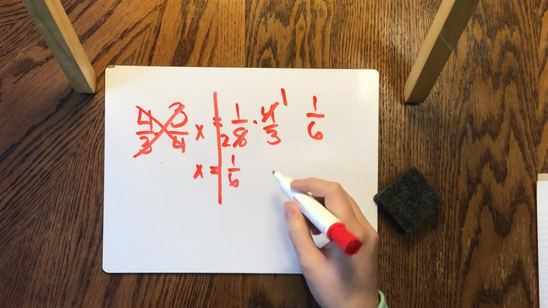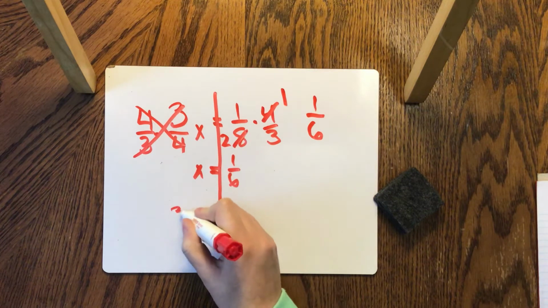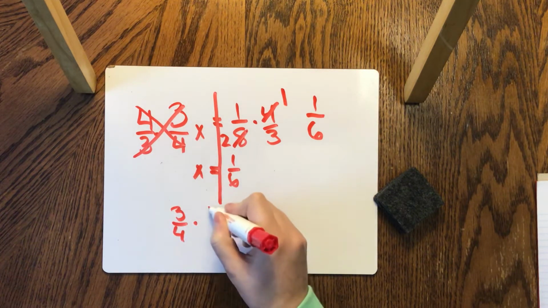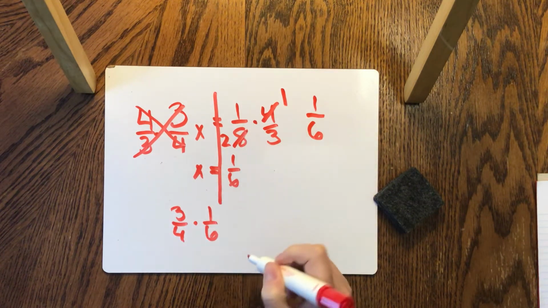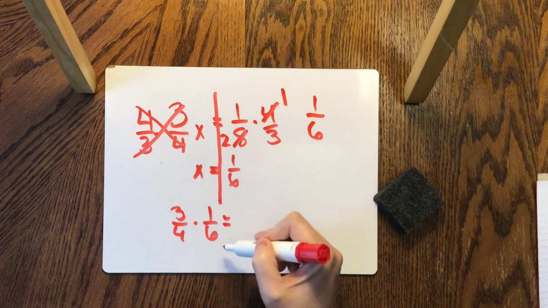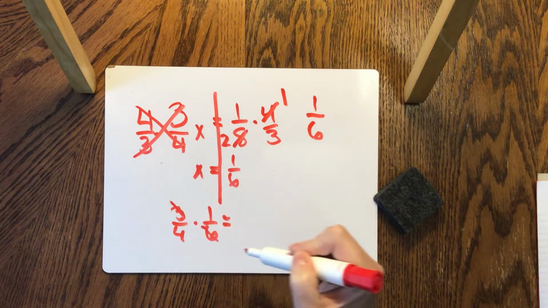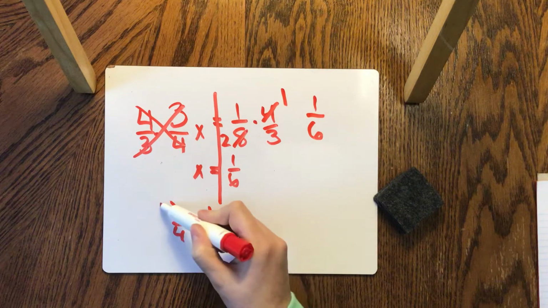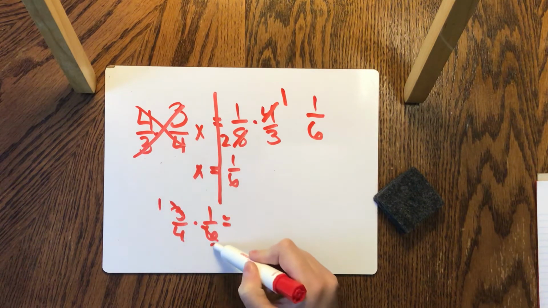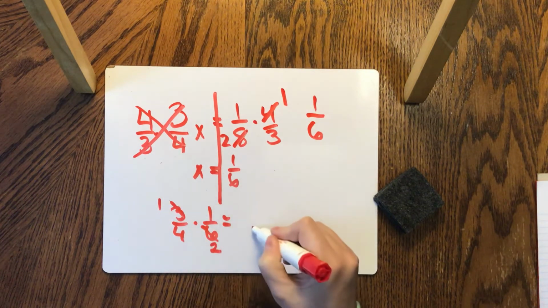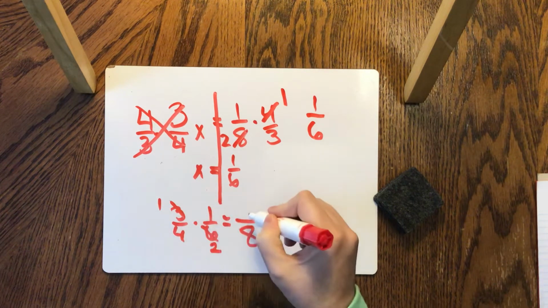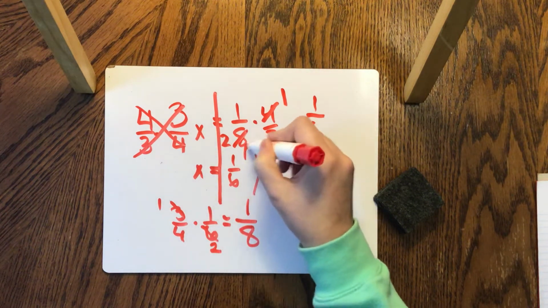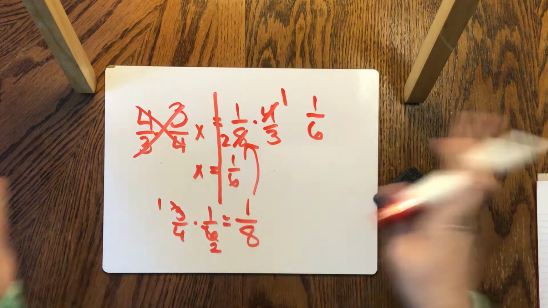Now I'm going to plug it in. So I have 3/4 times 1/6. And I should get 1/8. So let's see if I do. Okay, first of all, I can cross cancel here. So I'm going to get 3 divided by 3 is 1. 6 divided by 3 is 2. 4 times 2 is 8. 1 times 1 is 1. That's the answer that I'm supposed to get. So I'm finished.